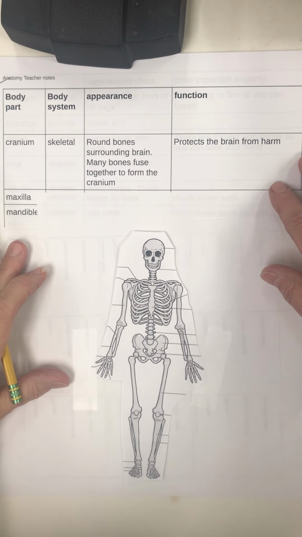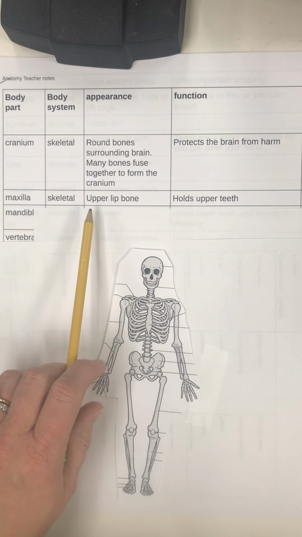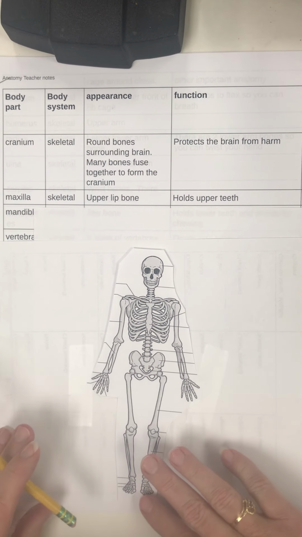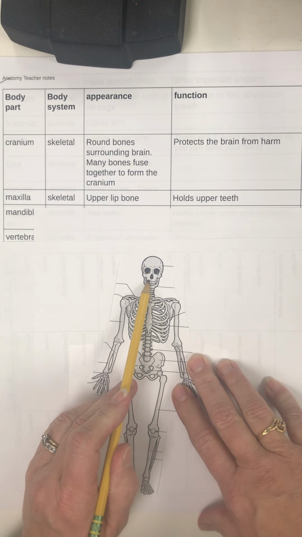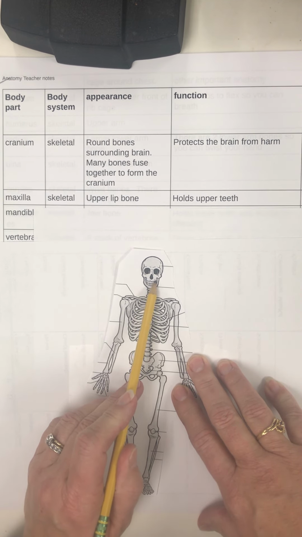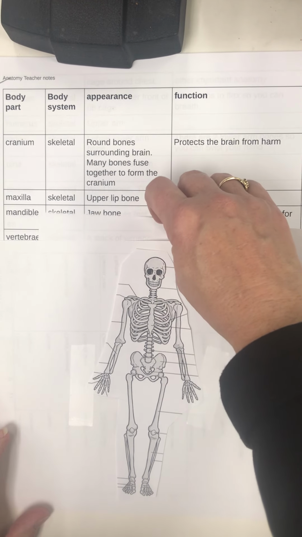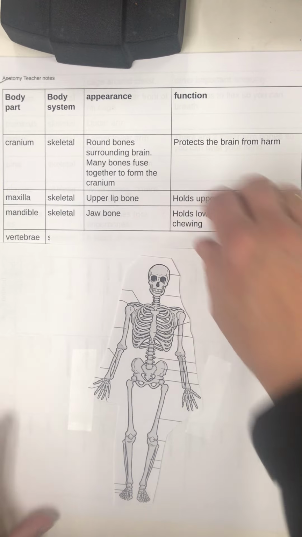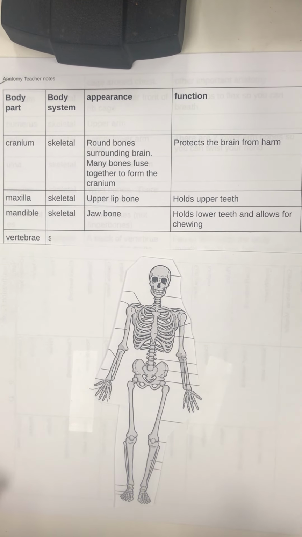Okay, the next one is the maxilla. Again, it's skeletal. All these are going to be skeletal. That's the upper lip bone, and it holds your upper teeth. The upper lip bone is what's under your nose and holds these teeth right here. That's called the maxilla. The mandible is the next one, skeletal. It's the jawbone. It's this bone right here that moves when you chew.